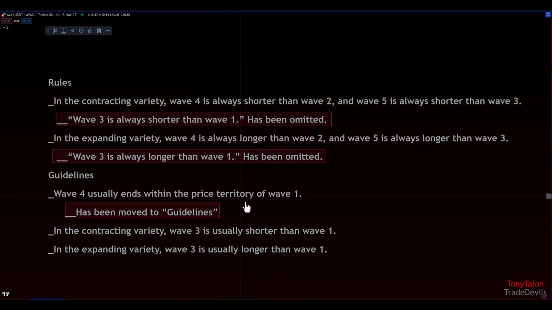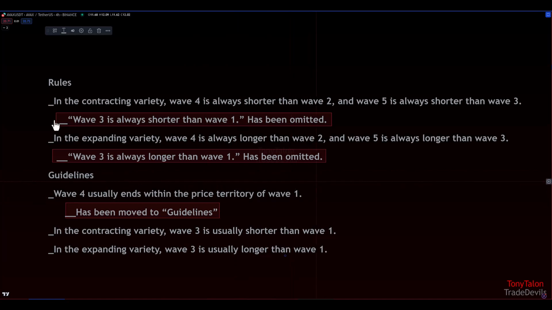Again, that is just a guideline, and we should be looking for what usually happens to be more confident in our count. But right now, this is stating there's no more rule. There's nothing to really invalidate. If it's longer or shorter, depending on the variety, it doesn't matter. It doesn't actually invalidate the pattern at this point. And again, with wave 4 usually ending within the price territory of wave 1, it's no longer a rule. It no longer invalidates the count if wave 4 doesn't end within the price territory of wave 1, which is kind of huge.